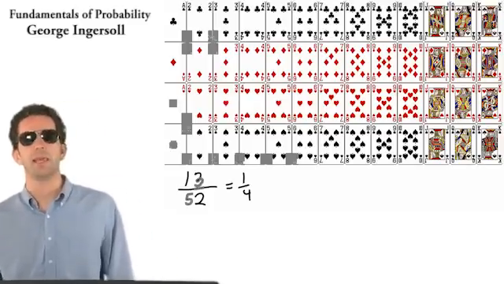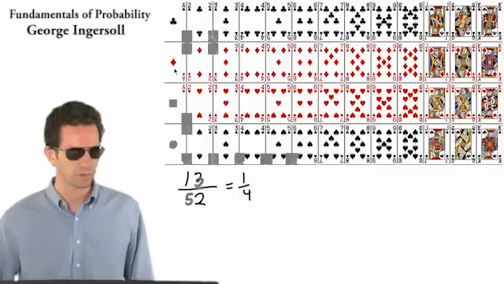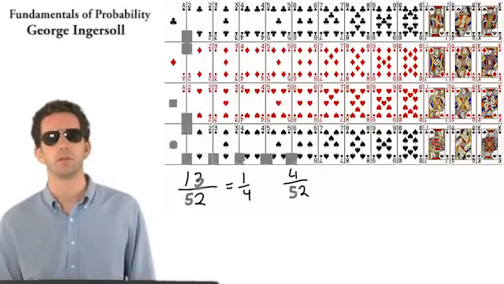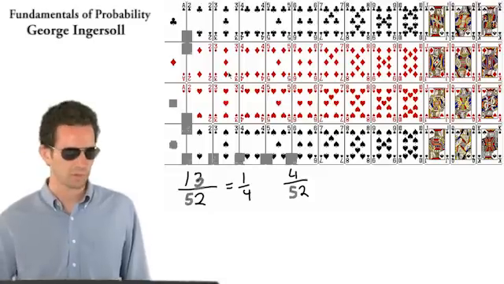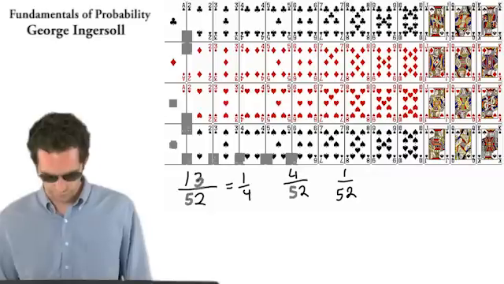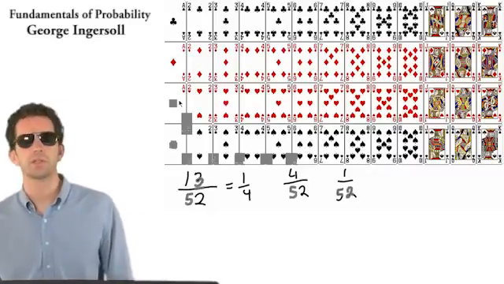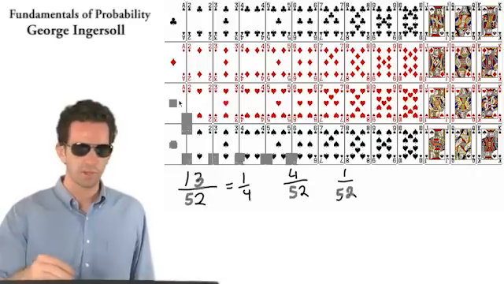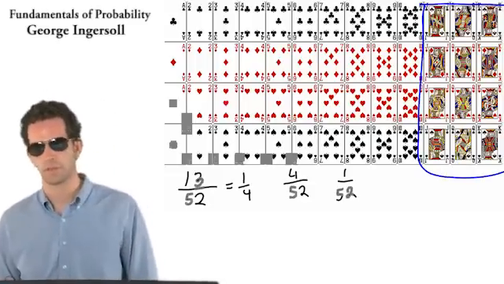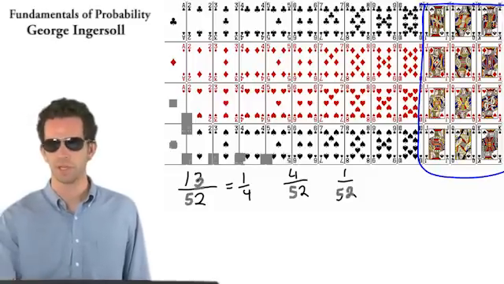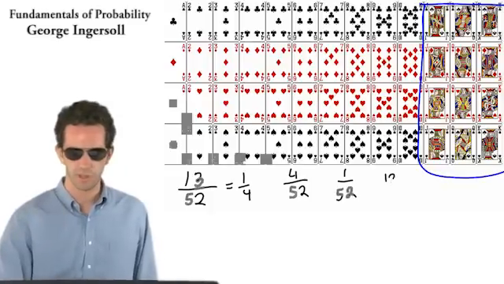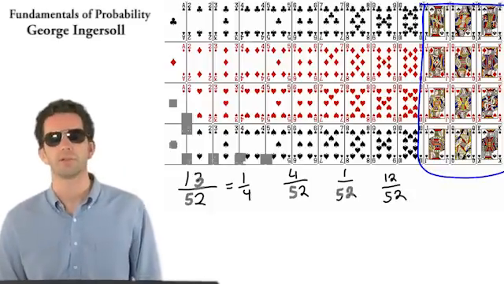How about the probability of drawing an ace? Well, in that case, there are 1, 2, 3, 4 aces, again, out of 52 cards. And the probability of drawing an ace of hearts, well, there's only 1, so it would be 1 out of 52. Finally, what is the probability of drawing any face card? Well, our face cards are here. There are 1, 2, 3, 4, 5, 6, 7, 8, 9, 10, 11, 12 of them out of a total of 52 cards, so the probability of drawing any face card is 12 out of 52.